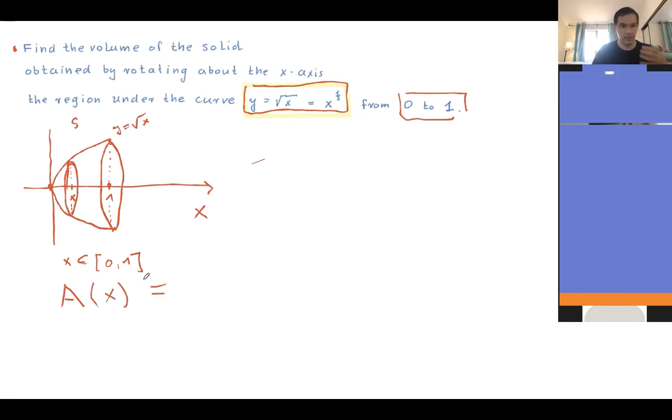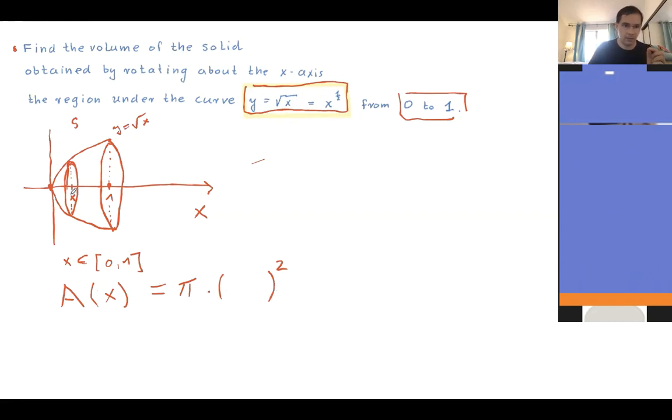So the area of the circle is very simple because this is pi times, and then I have to take the radius of the circle, and I have to square it. Okay, another question for you.